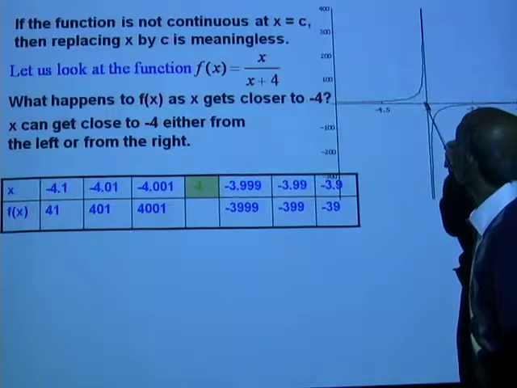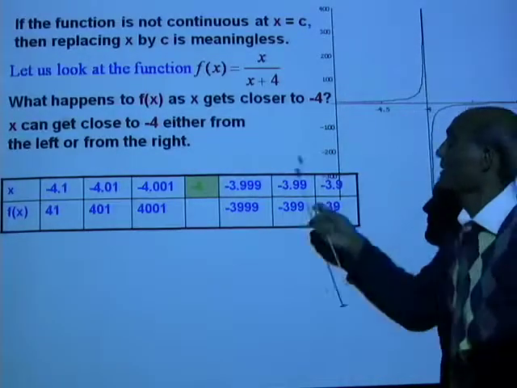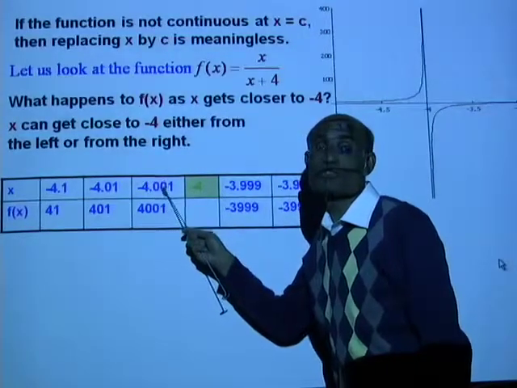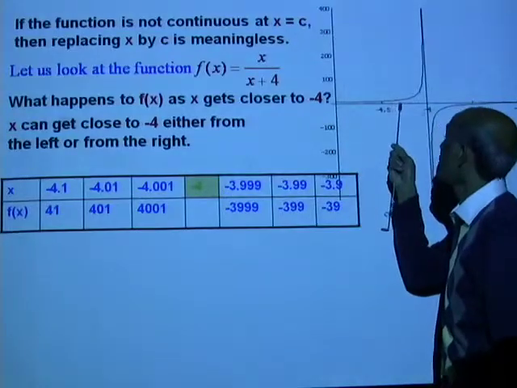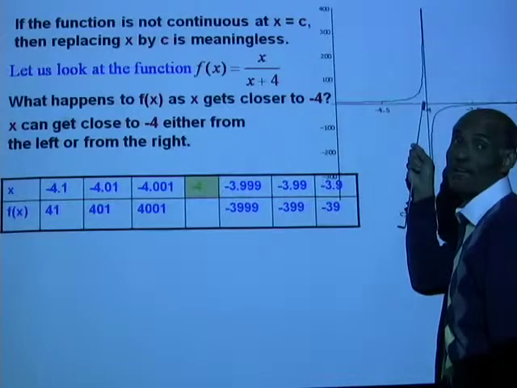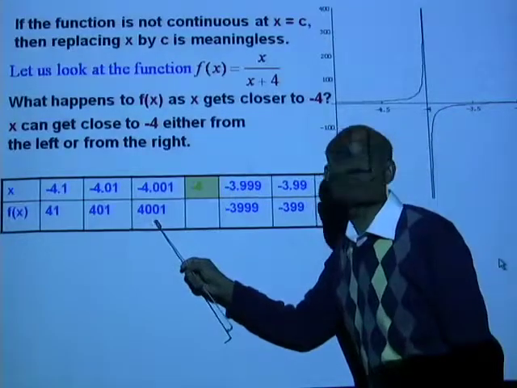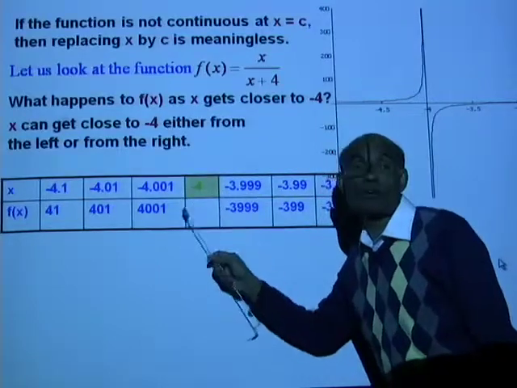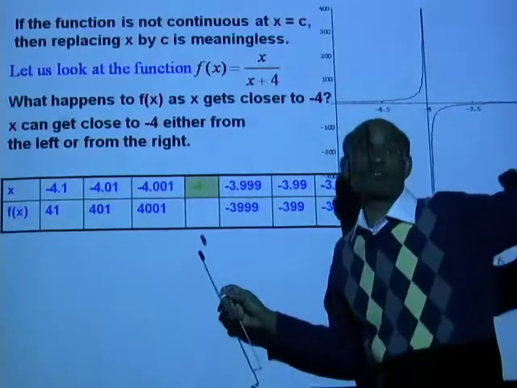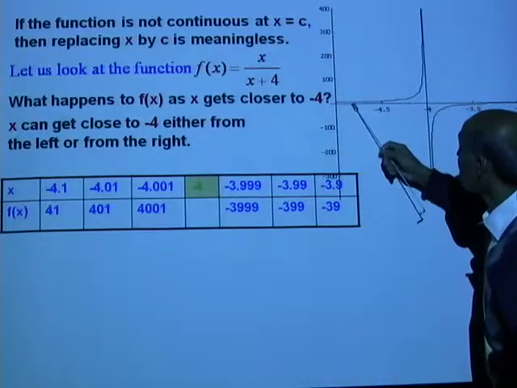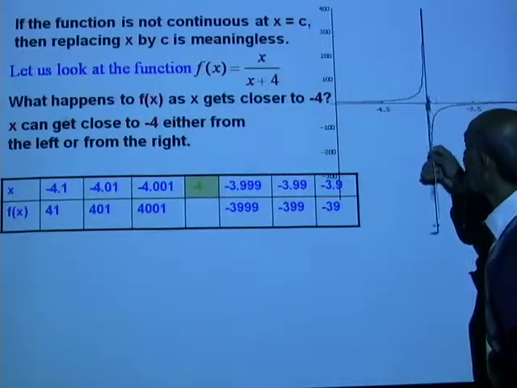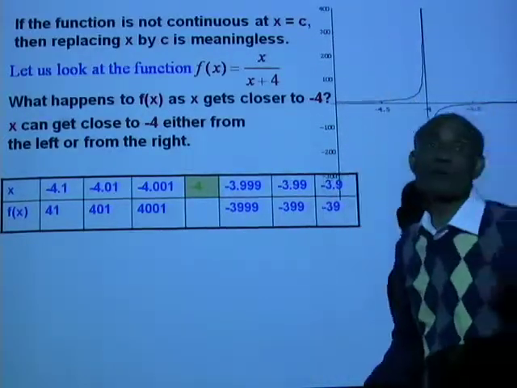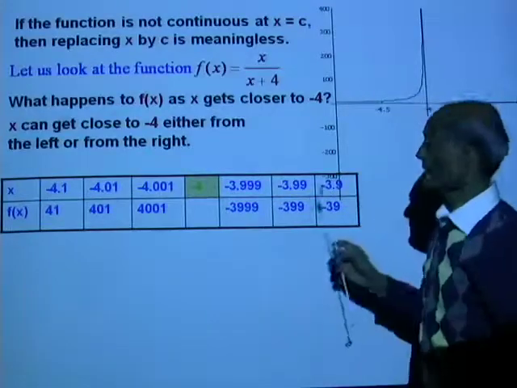So the input is somewhere here, the output is 401. And if the input is negative 4.001, we have actually gone very close to negative 4 from the left. The output is 4001. If the input is negative 4.0001, the output is 40,001. That means as x gets closer and closer to negative 4 from the left, the function output goes to positive infinity. The output increases without bounds.